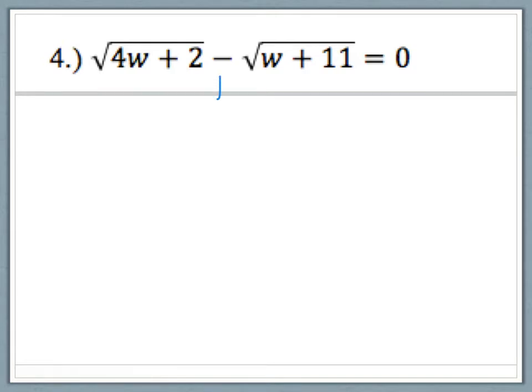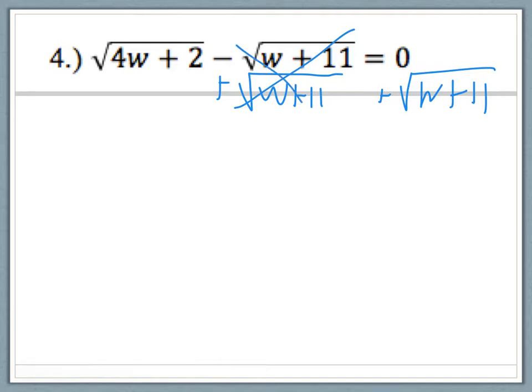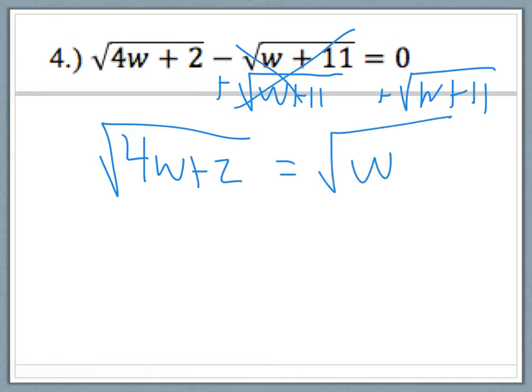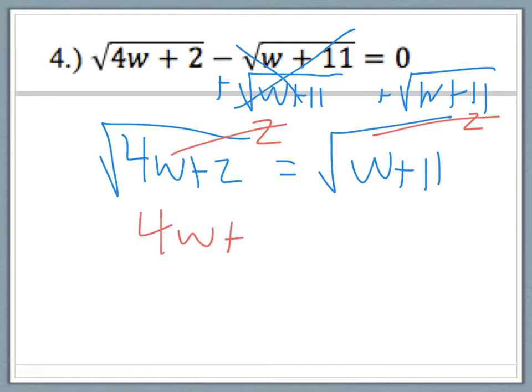So we're going to go ahead and add this whole thing to both sides, the square root of w plus 11. Now this is going to simplify this side, so then we just end up having the square root of 4w plus 2 equals the square root of w plus 11. Now once you get them on opposite sides, we're going to square both sides. And when we do that, they just cancel out right there. So then we're just left with 4w plus 2 equals w plus 11.